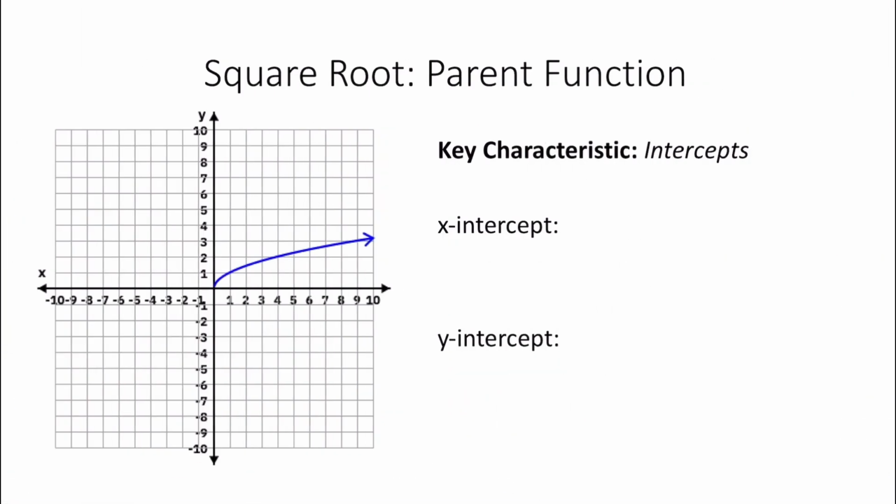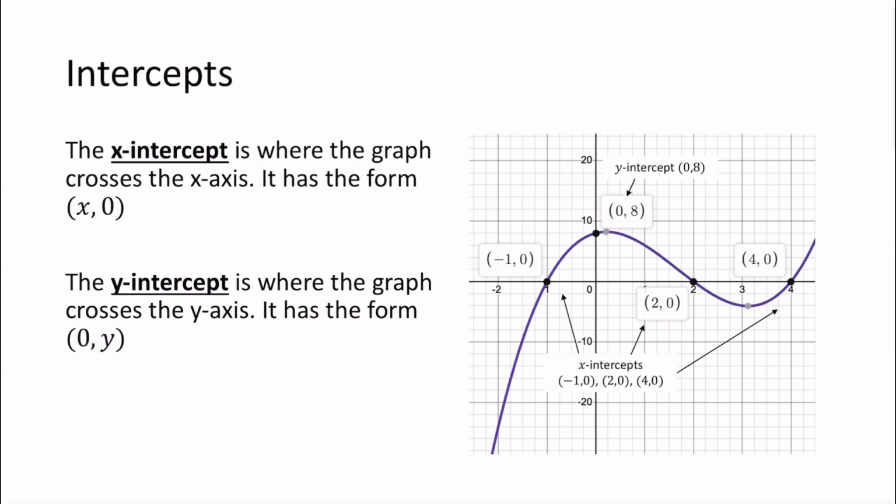So now let's talk about the intercepts of this function. So remember, intercepts are where the graph crosses the axes. The x-intercepts occur where the graph crosses the x-axis. X-intercepts have the form (x, 0) because remember the y-coordinate will be 0 where you have an x-intercept. So you can see in the graph of this polynomial, it has 3 x-intercepts, (-1, 0), (2, 0), and (4, 0), where it intersects the x-axis.